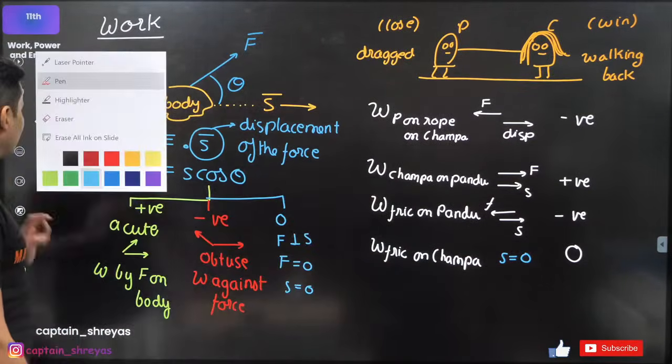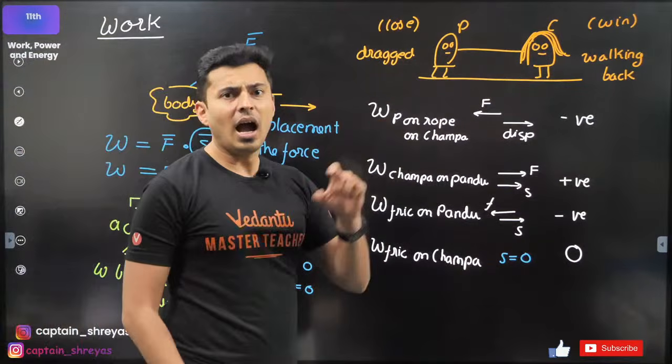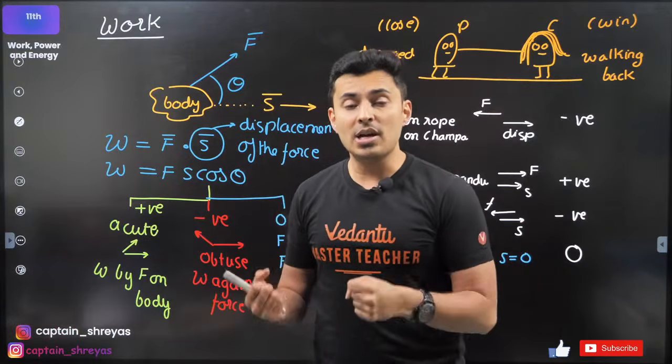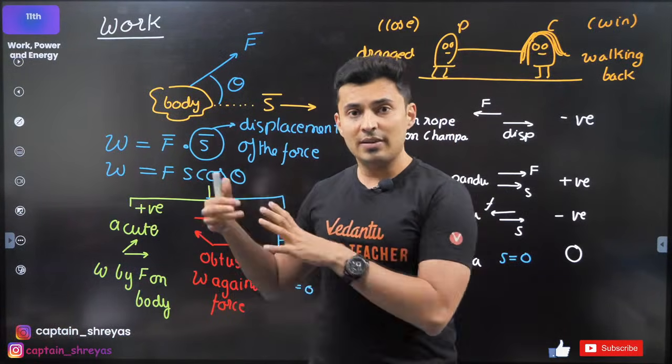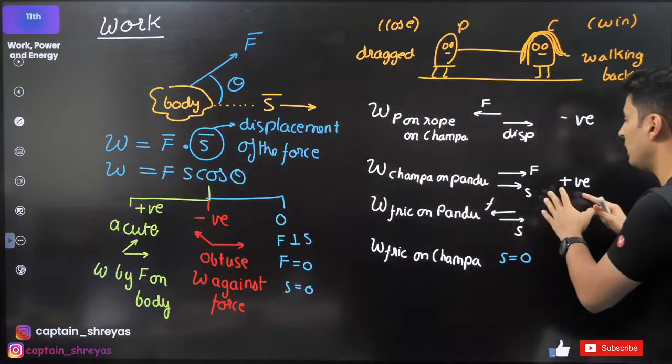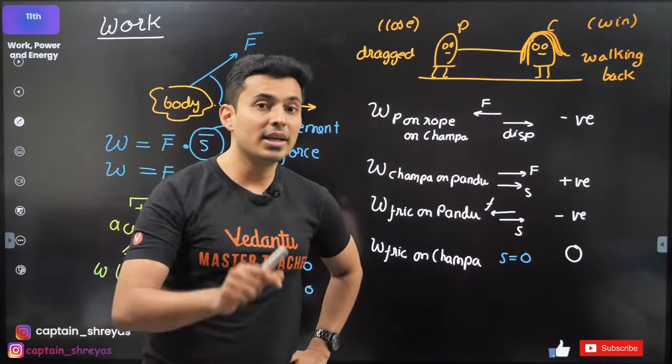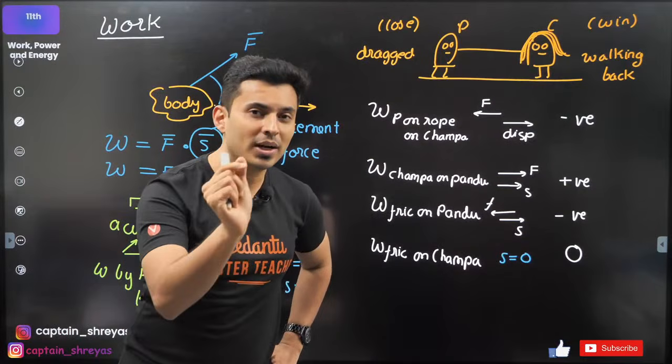Okay. Having said this, you will start thinking, sir, then how did Pandu move, sir? How did Pandu get the energy, sir? How did Champa pull him? Because if negative work was done on Pandu, somebody might have done some positive work. What is the jhol? What is the magic? What is the trick? What is the hidden concept?